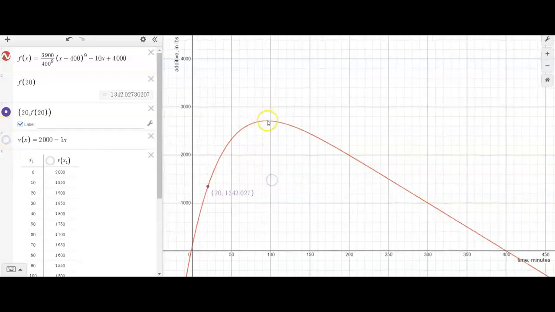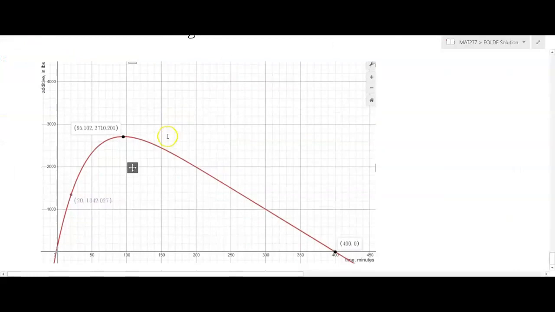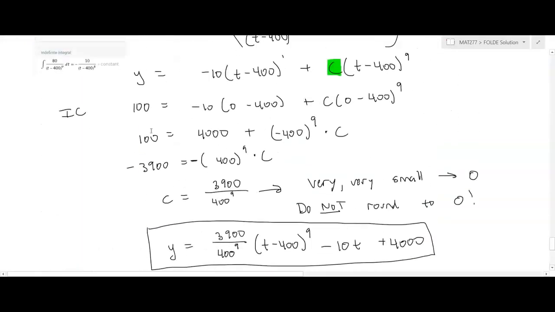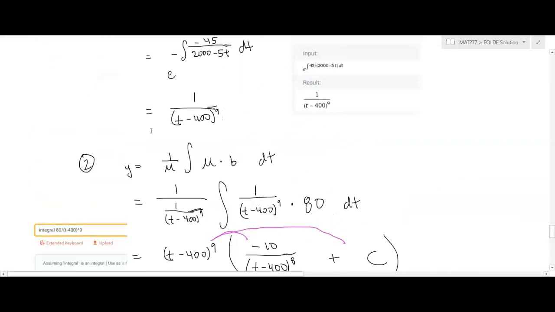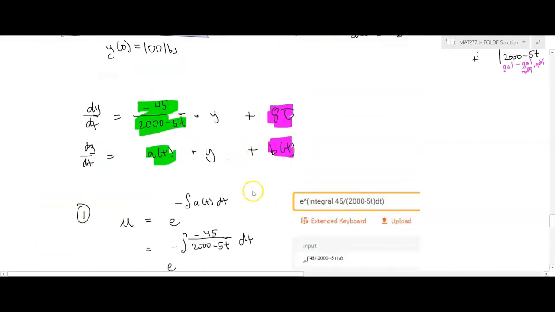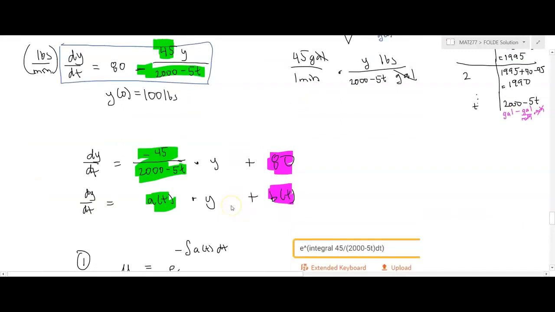So that's pretty much it. We can see those are some of the key features of this graph. And with that, you can see that we had a very natural application that ended up giving us a non-homogeneous first order linear differential equation that we had to solve now using our method.